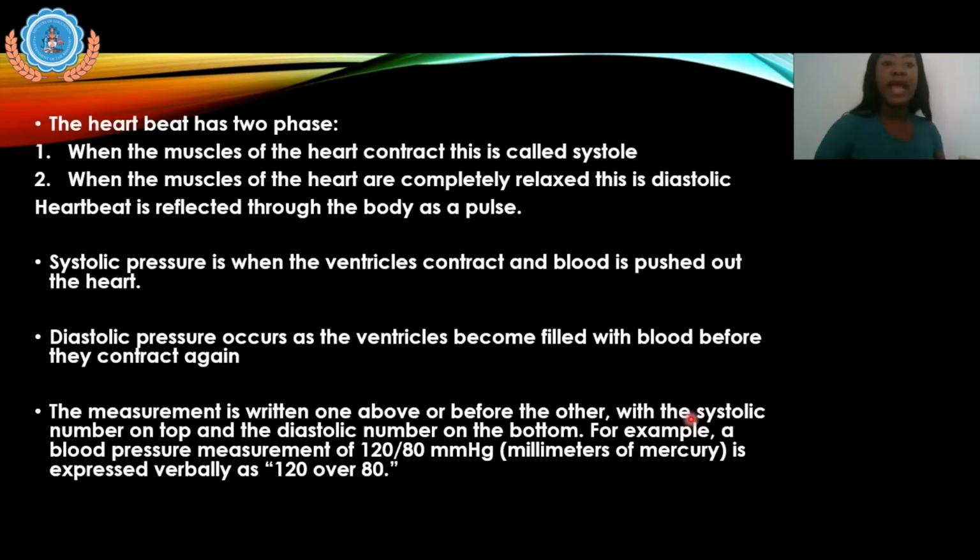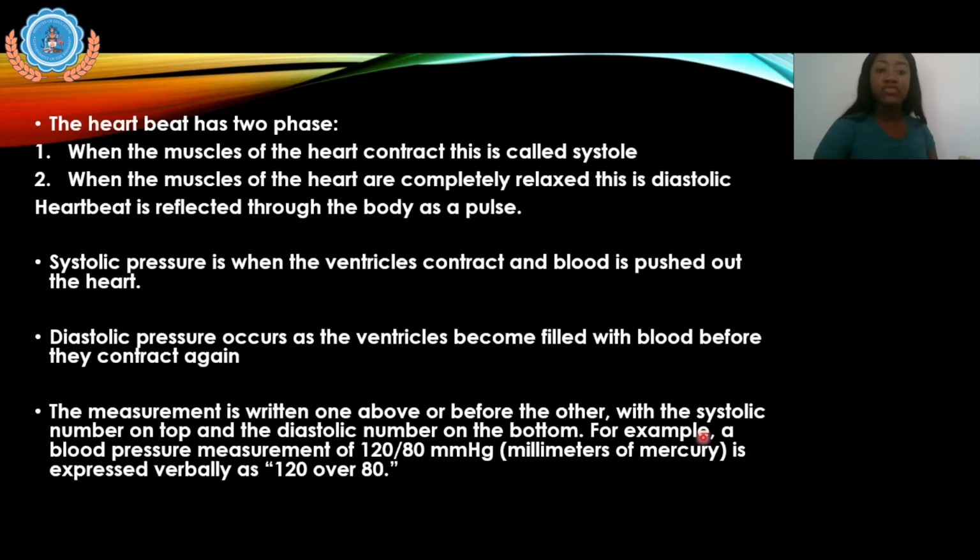So the heartbeat has two phases. When the muscles of the heart contract, it is called the systole. When the muscles of the heart are completely relaxed, this is called diastole. Okay? The heartbeat is reflected through the body as a pulse. The systolic pressure is when the ventricles contract and blood is pushed out of the heart. The diastolic pressure occurs as the ventricles become filled with blood before they contract again.